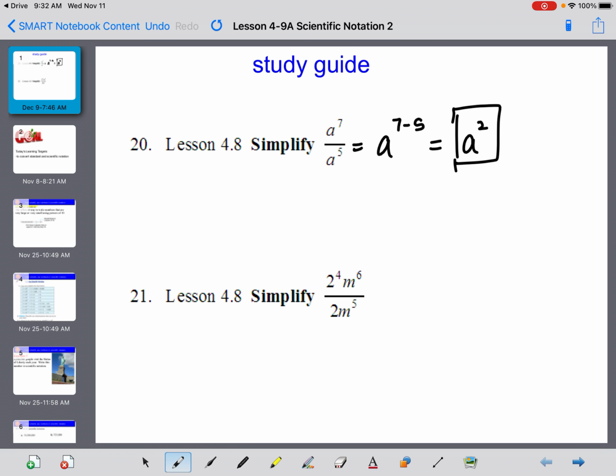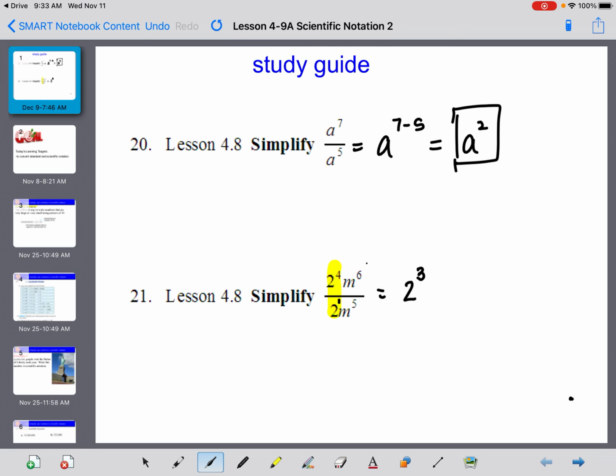The next one, simplify 2 to the 4th, m to the 6th, all over 2m to the 5th. Well, we know that 2 is really 2 to the 1st. So let's break this down and start with simplifying the numbers. They have the same base of 2, so I subtract the exponents. 4 minus 1 is 3, 2 to the 3rd.